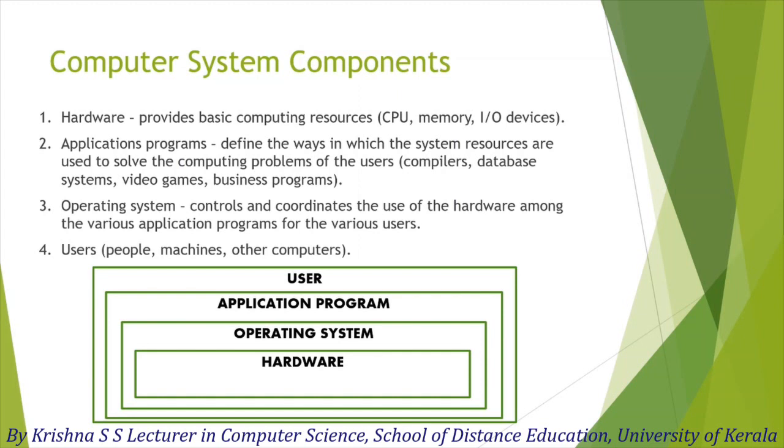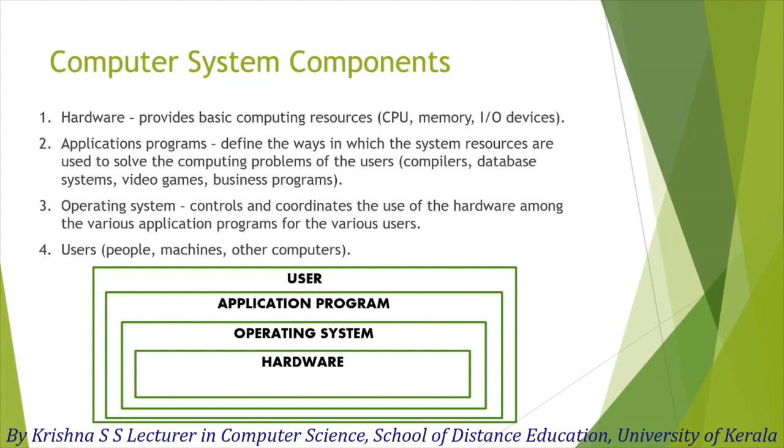The user's perspective of an operating system is that it should provide an easier way to use the system, and the system's perspective of an operating system is that it should be a resource allocator. A computer system has many resources that may be required to solve a problem, like CPU time, memory space, file storage space, IO devices, and so on. So the operating system acts as the manager of these resources.